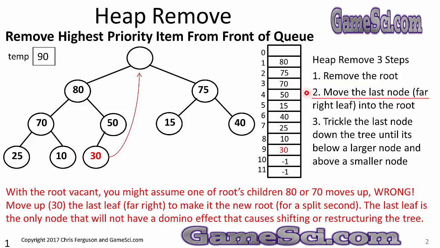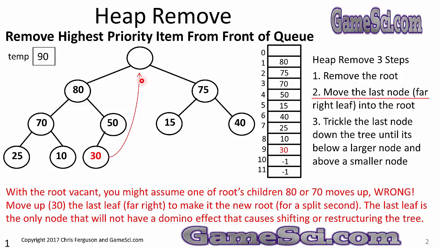Step 2 of the remove process is move the last node, the far right leaf, into the root. With the root vacant, you might assume one of the root's children, 80 or 75, would move up and take its place. That would be wrong. What we're going to do is move up 30, the last leaf, the far right leaf, to make it the new root, maybe just for a split second.